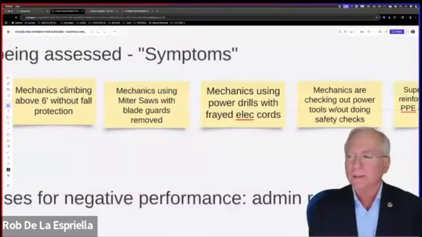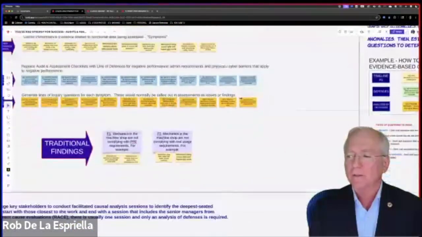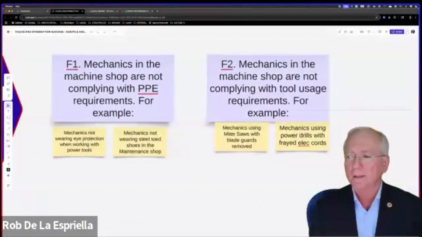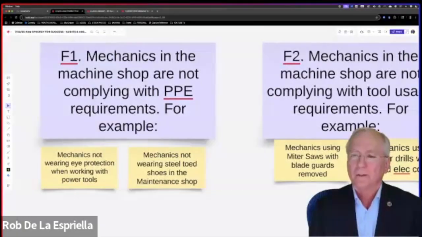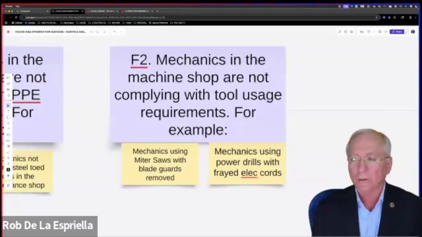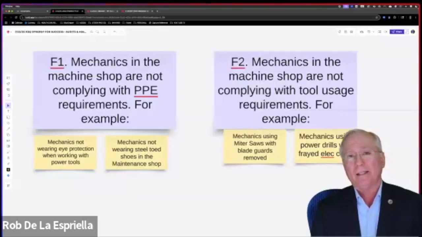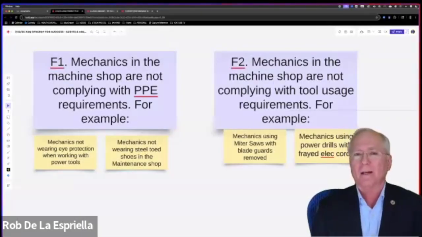All right, so let me show you what perhaps might come out of it in a classic situation. The findings might be grouped like this. Finding one, they're not complying with PPE requirements. And finding number two, they're not complying with the use of high-powered tools that could hurt them. And that's what we throw out there, and we let them fumble around with the corrective actions. We didn't really solve much because we're going to probably blame, shame, and retrain, the classic corrective action, right?